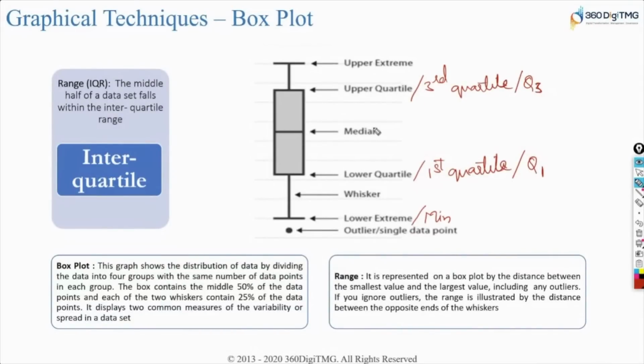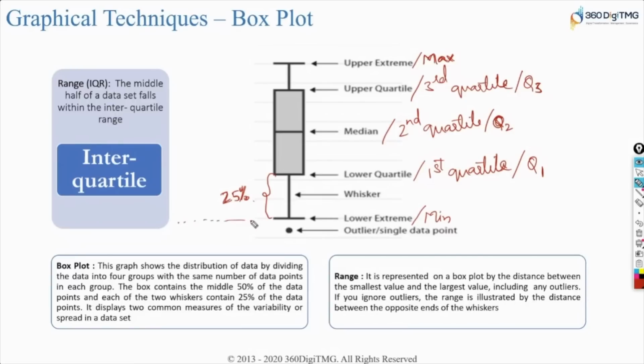And then you have your median. Median is also called the second quartile or Q2. And then you have this extreme value, the upper extreme or the maximum value. And here, what do you mean by first quartile? One quarter. One quarter means from the minimum to the first quartile, you will have 25% of data.